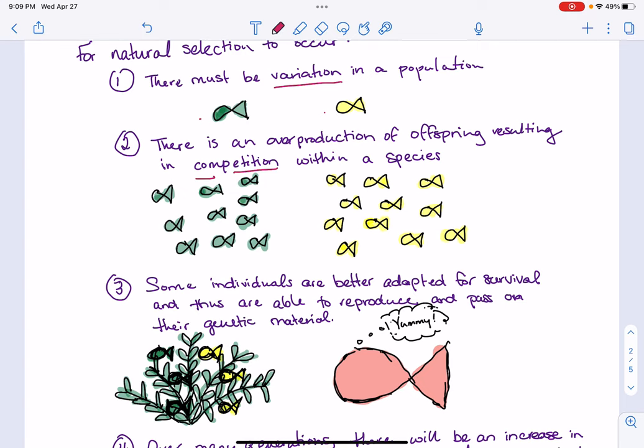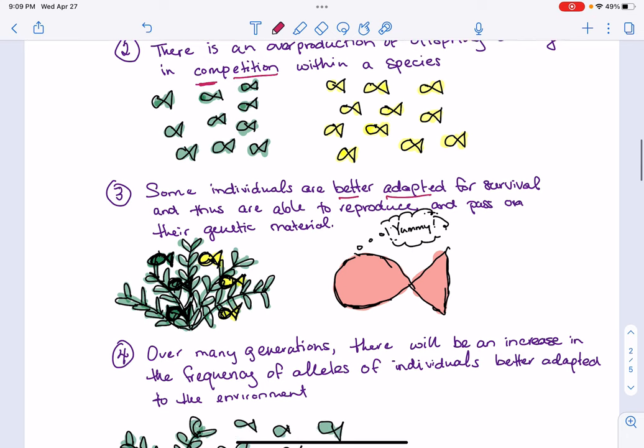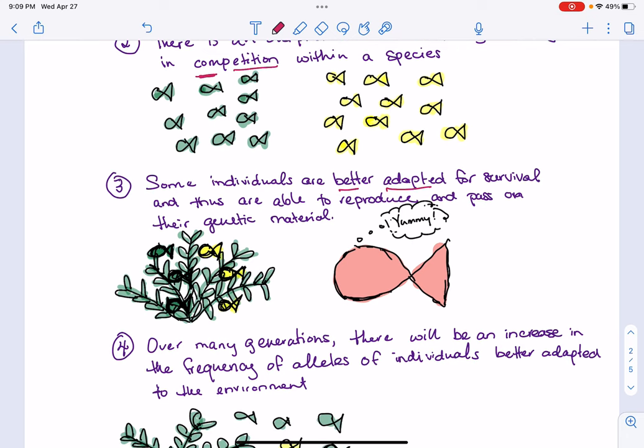Or there's a competition between which ones are more adapted to hide from their predators, et cetera. And this competition then spurs basically what we know as survival of the fittest. So the organisms that have a higher fitness, they're better adapted for survival. And so those are the ones that are going to reproduce and pass on their genetic material.